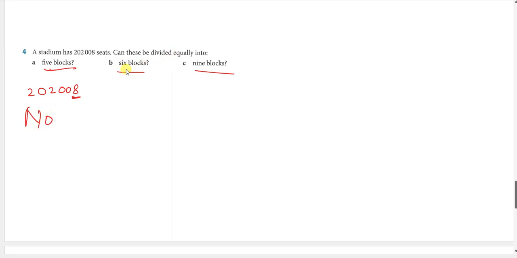For 6 blocks we have to add 2 plus 2 plus 8, so 10, 12. So we make a checkbox of 2, 3. Can we divide 12 by 2? Yes. Can we divide 12 by 3? Yes. So this answer is yes. For 9 blocks, again we have to add them up. We are going to get 12. Can we divide 12 by 9? No. So this is a no.